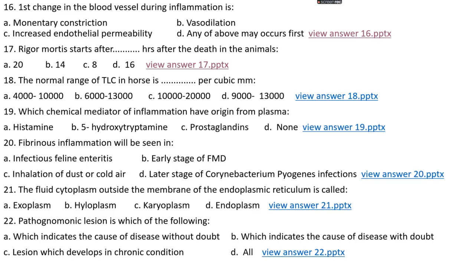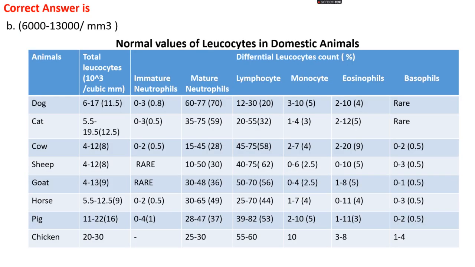Question number 18. The normal range of total leukocyte count in the horse is dash per cubic mm. Option A, 4,000 to 10,000. Option B, 6,000 to 13,000. Option C, 10,000 to 20,000. Option D, 9,000 to 13,000. The right answer is option B, 6,000 to 13,000 per cubic mm.